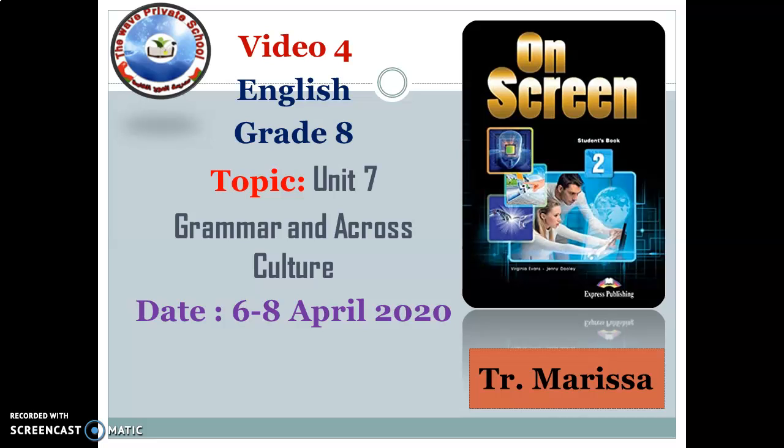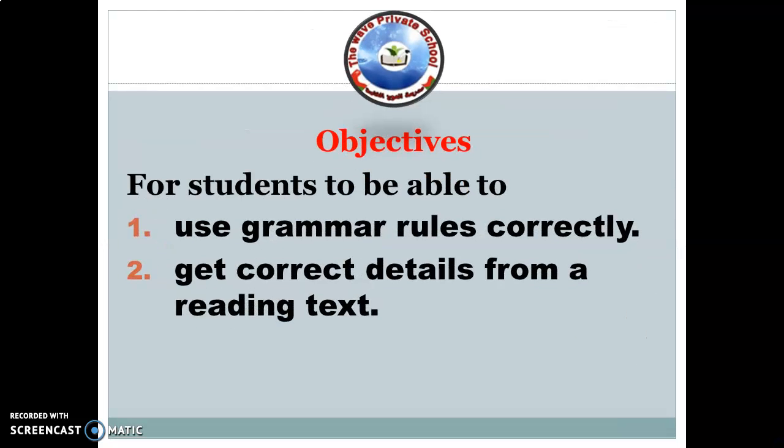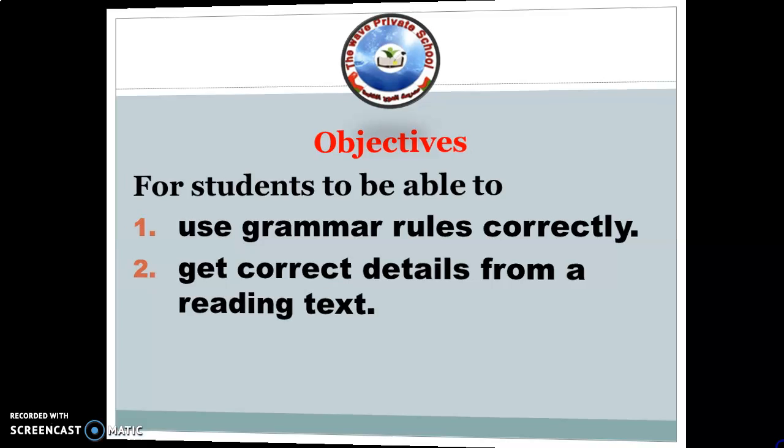The date inclusive of this video is 6, 7, and 8 of April 2020, and our reference is the Student's Book, pages 123 to 126. The objectives for this lesson are for the students to be able to use grammar rules correctly and get correct details from a reading text.